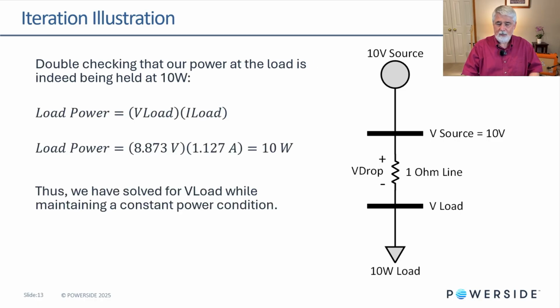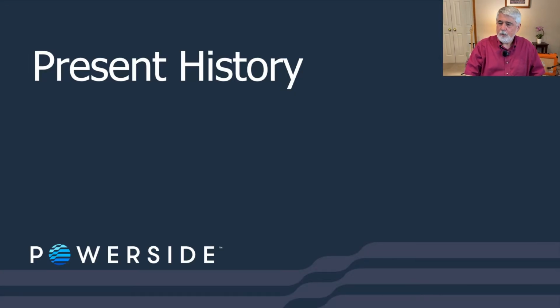So did it happen? Let's do a quick check. 8.873 times 1.127, yes, indeed, equals 10 watts. Thus, we have solved for V load while maintaining a constant power condition. So this is one small illustration to show you that we need iterative capability to be able to solve the power flow simulation.